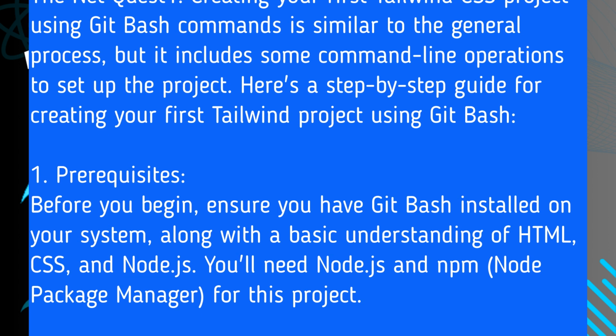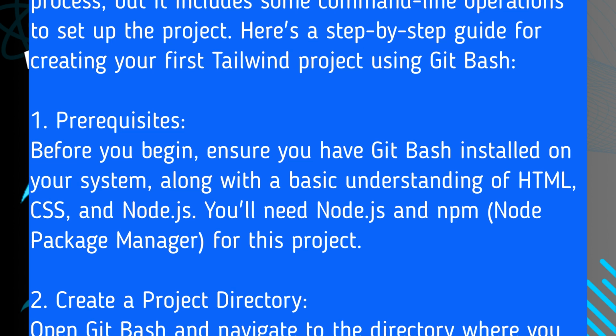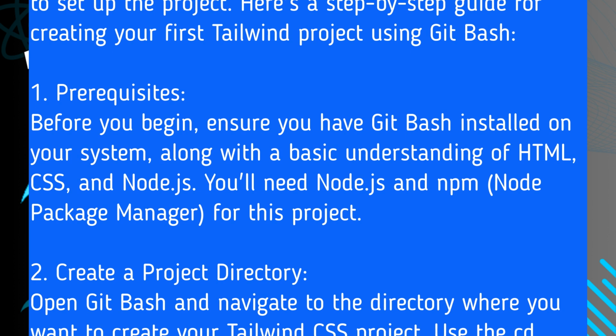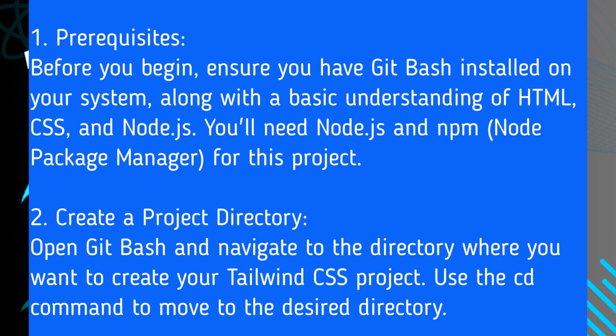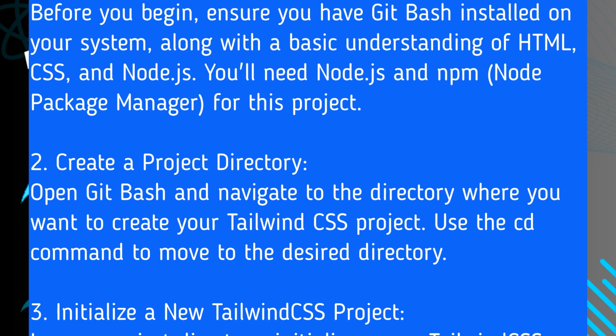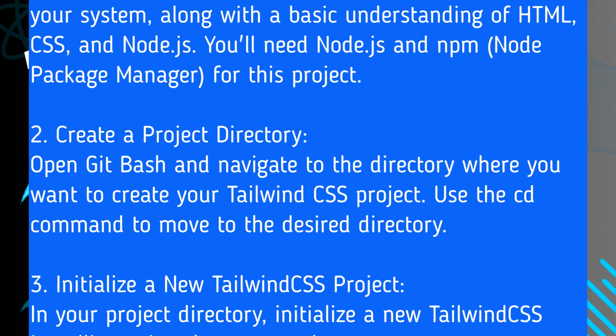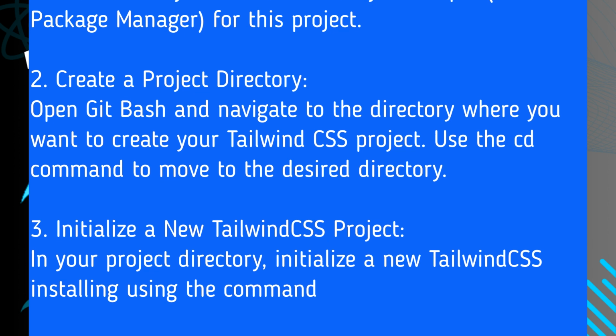2. Create a project directory. Open git bash and navigate to the directory where you want to create your Tailwind CSS project. Use the cd command to move to the desired directory. 3. Initialize a new Tailwind project. In your project directory, install Tailwind using the command npm install tailwind.